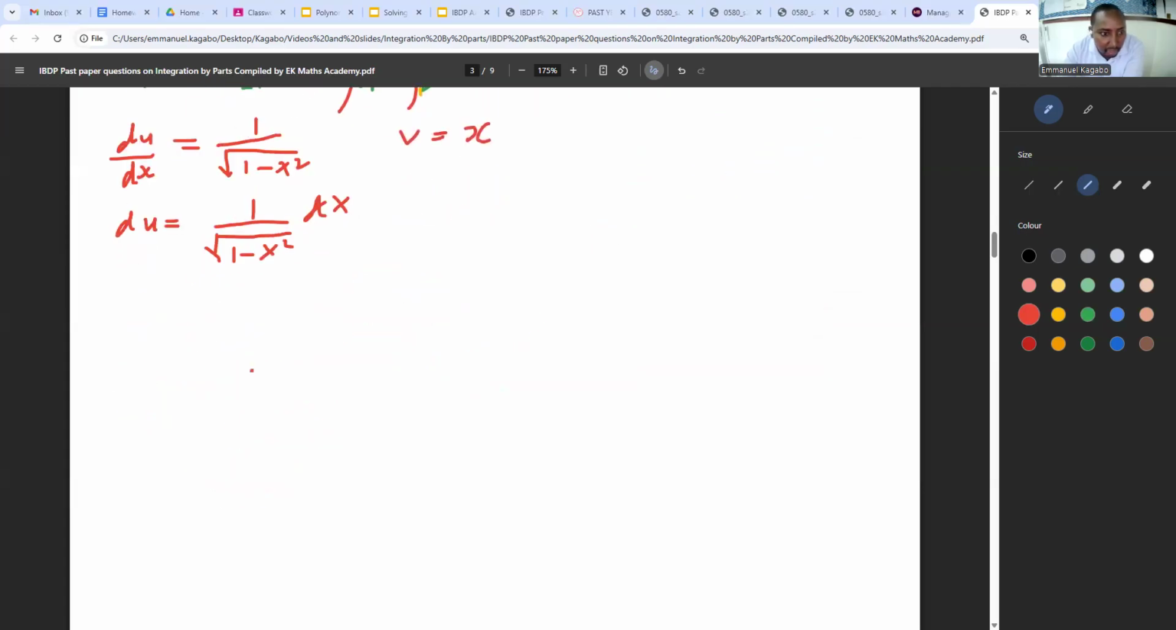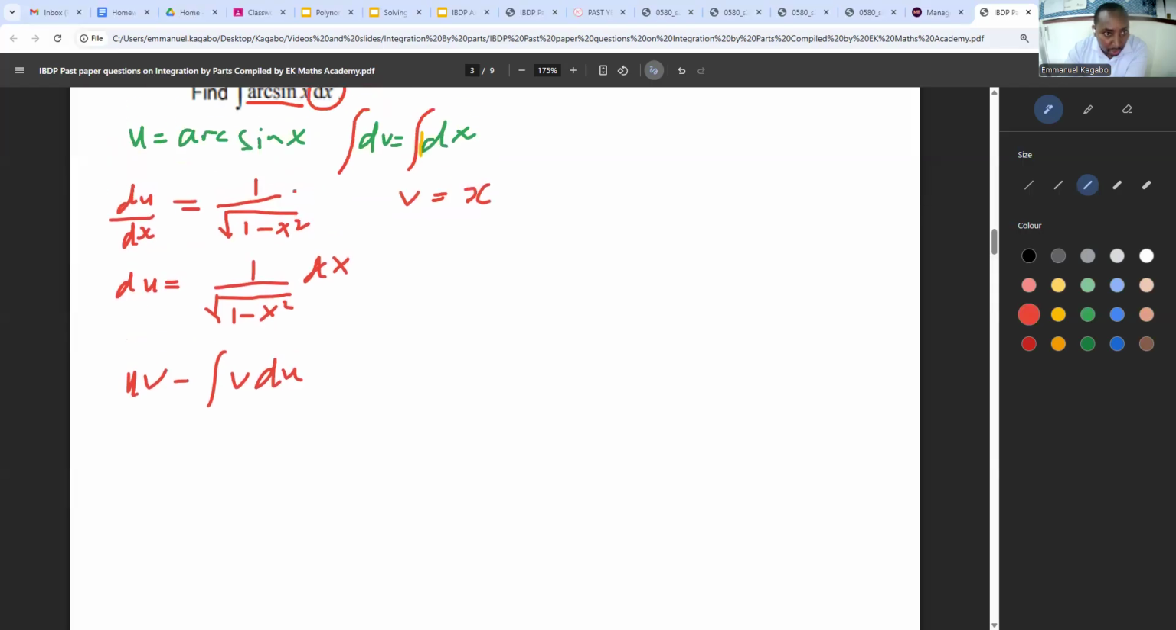Okay, if I apply my formula, it's going to be what? It's going to be uv minus integration of v du. Now, what is u? u is arc sin x, then v. This is my v, this is my u. So it's going to be x arc sin x. Is that okay, guys? Good. I hope you understand that.